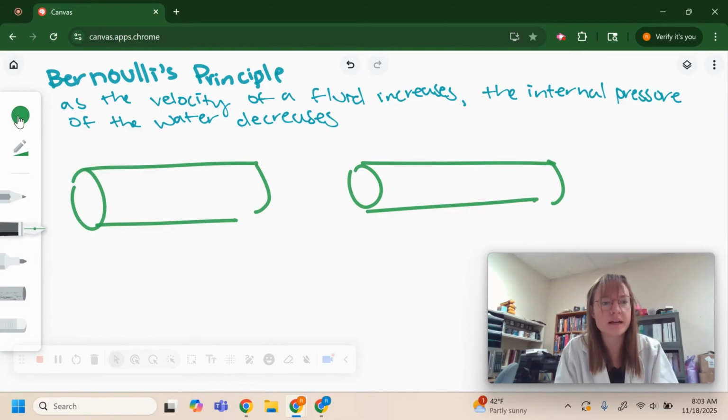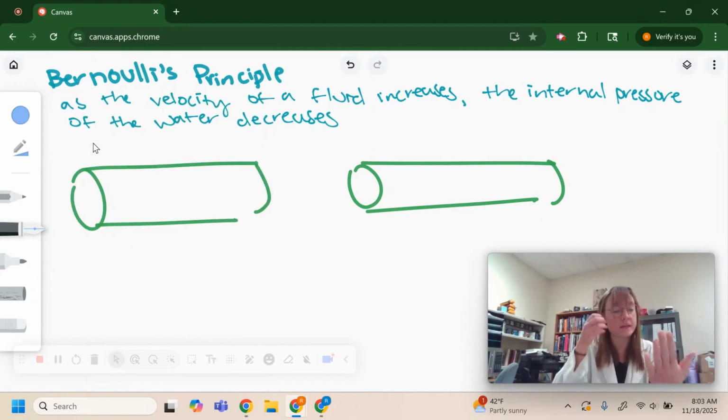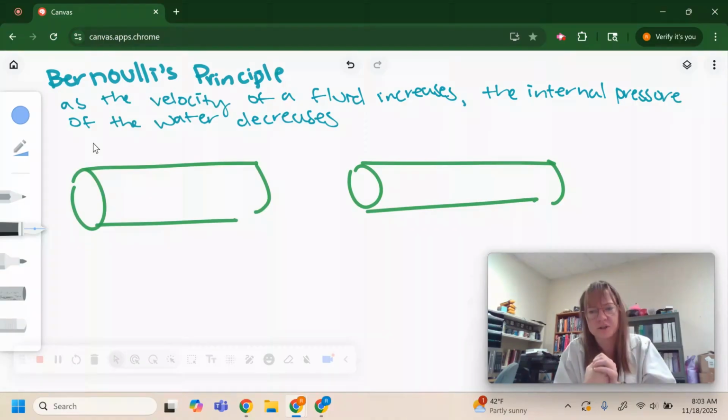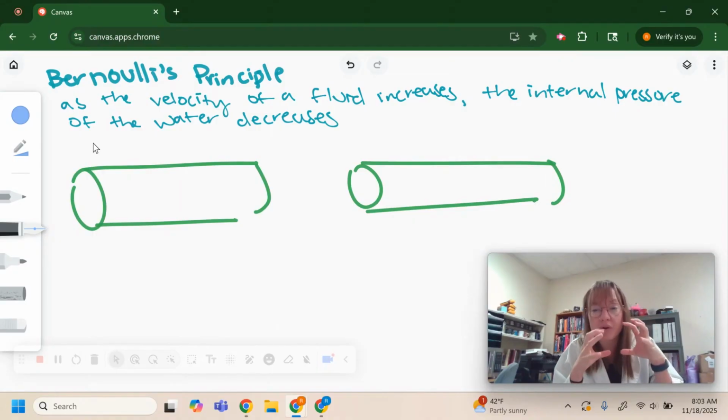Now, we have to be careful by what we mean about internal pressure. By internal pressure, what I do not mean is how hard those little water molecules are hitting your hand. Water droplets is what I really mean. How hard those water droplets are slamming into your hand when they come out of the hose. What I'm talking about is how much pressure does that fluid put on the walls of its container. When a fluid moves faster, it puts less pressure on the walls of its container.